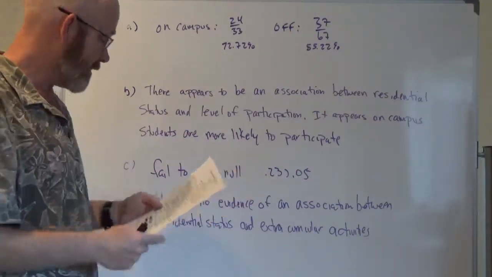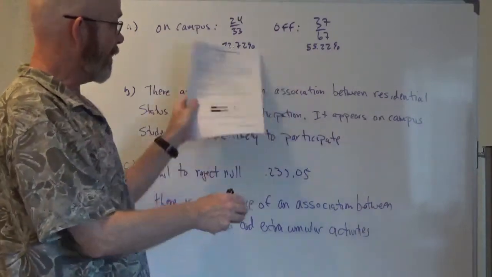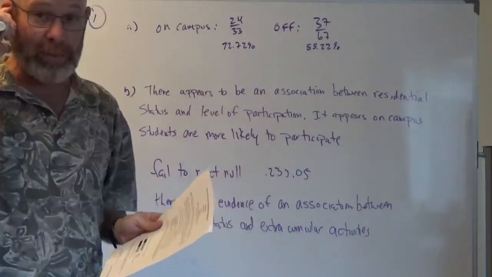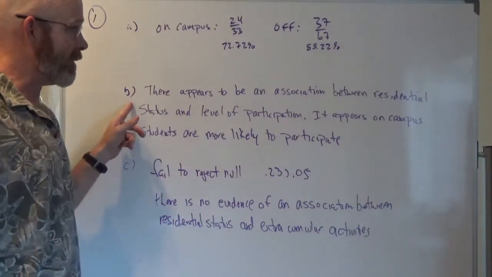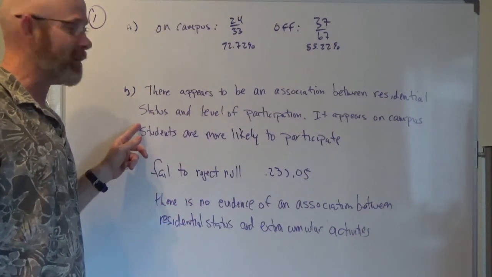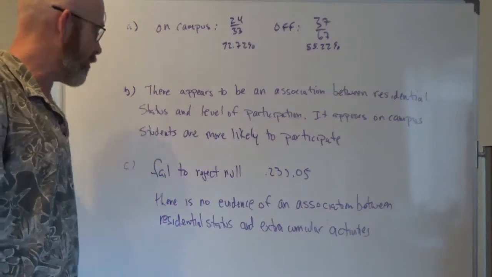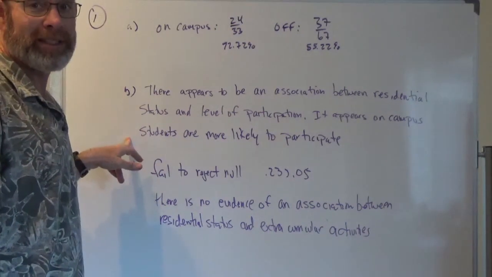asked you to summarize. And I think the picture, as well as that data, would show it appears that there's a difference, right? But be specific what that difference is. So there appears to be an association between residential status and level of participation. It appears the on-campus students are more likely to participate.